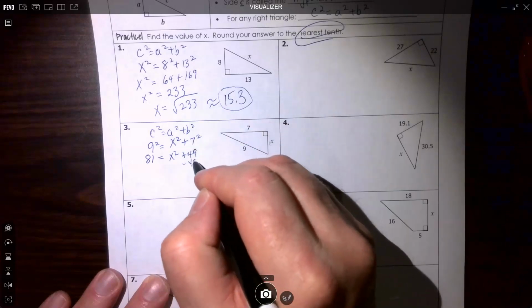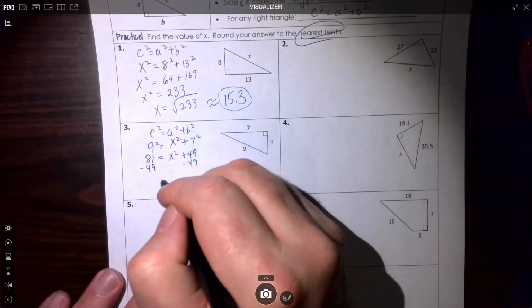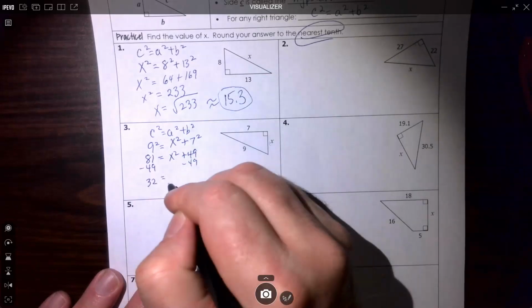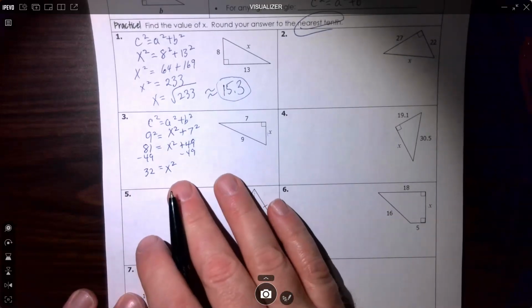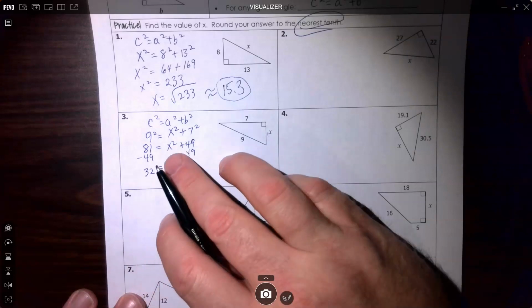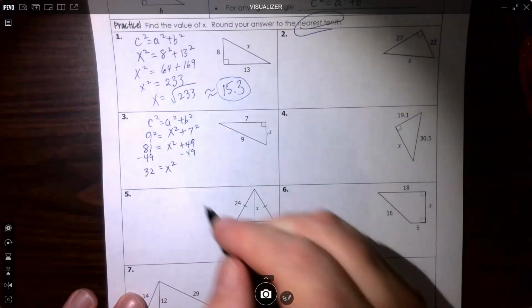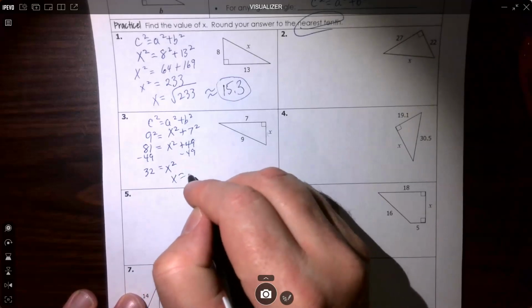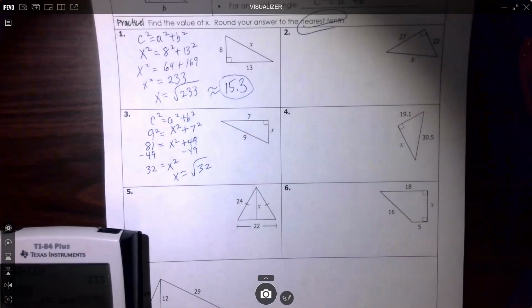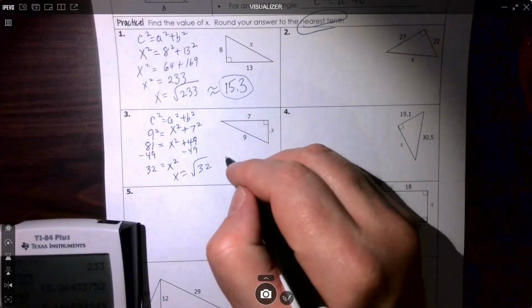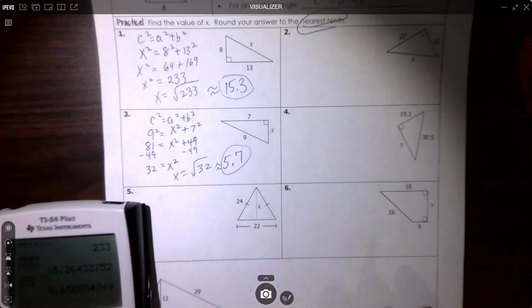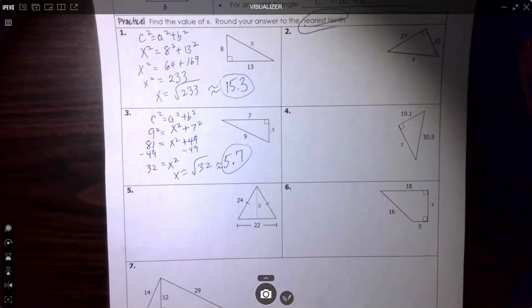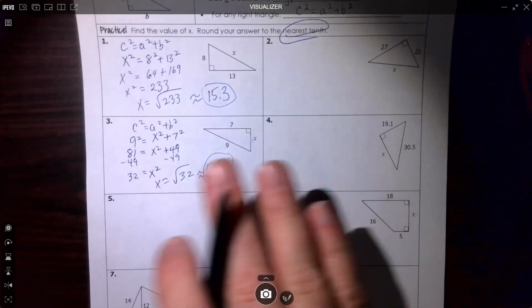Now I'm going to subtract, just like you did when you were doing linear equations, just done with squares. My last step, unlike linear equations where I have just x equals 32, is that I have x squared, so all I have to do is take the square root. The square root of 32 is 5.65, so this would be 5.7. Number 4 is done just like number 3.